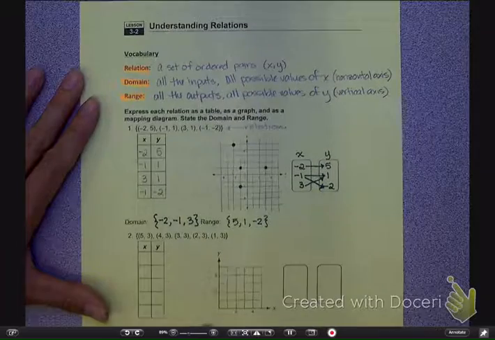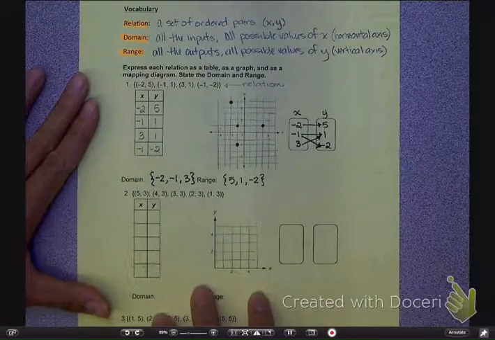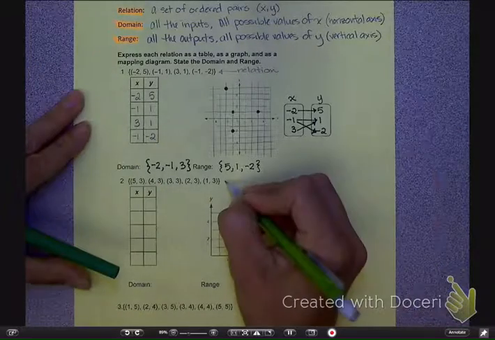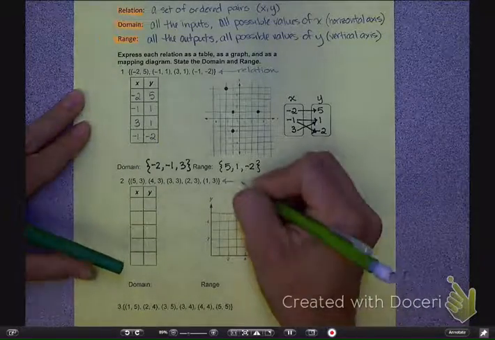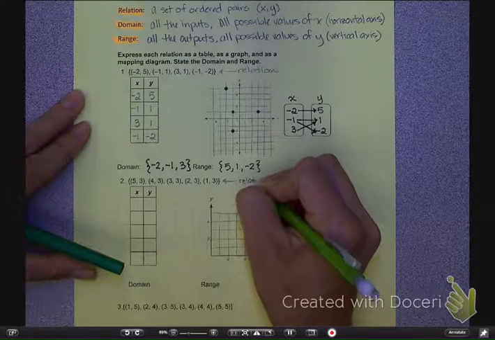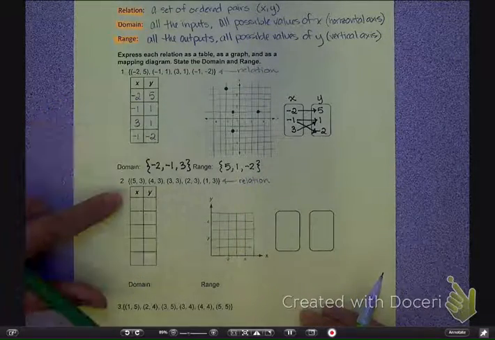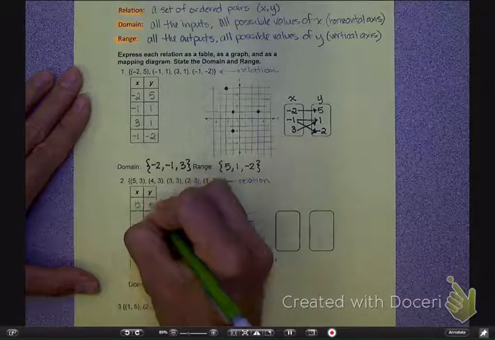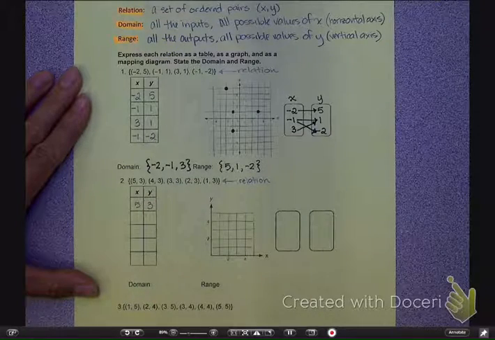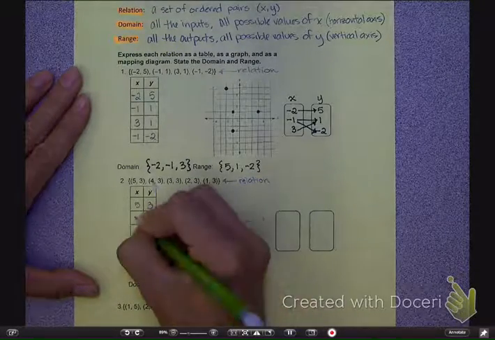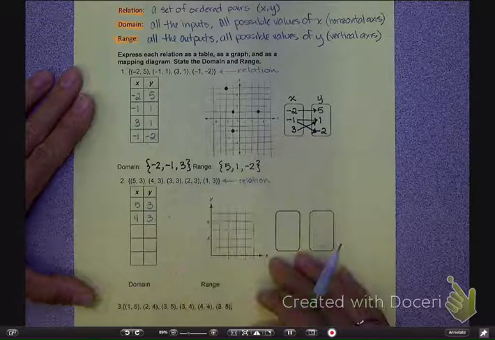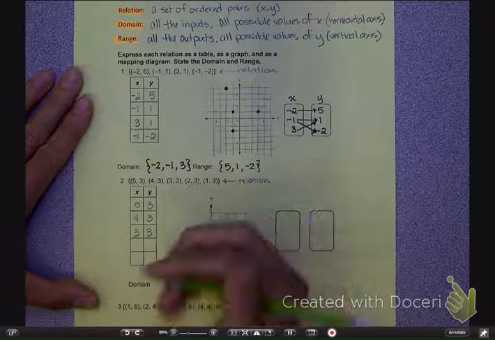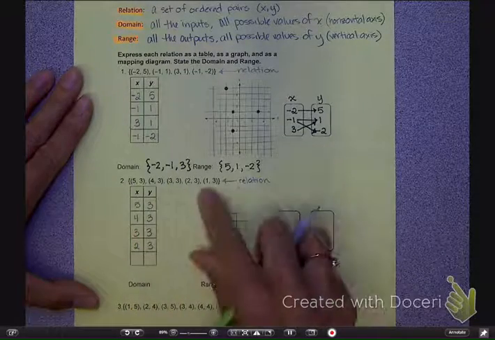Okay, let's go ahead and now go on to example 2. Okay, so for example 2, here's my relation right here. These are all my set of ordered pairs. So we're going to go ahead and put those into a table. Okay, so the first ordered pair is 5 and 3. The second ordered pair, 4 and 3. And the third ordered pair, 3 and 3, 2 and 3, and then 1 and 3.